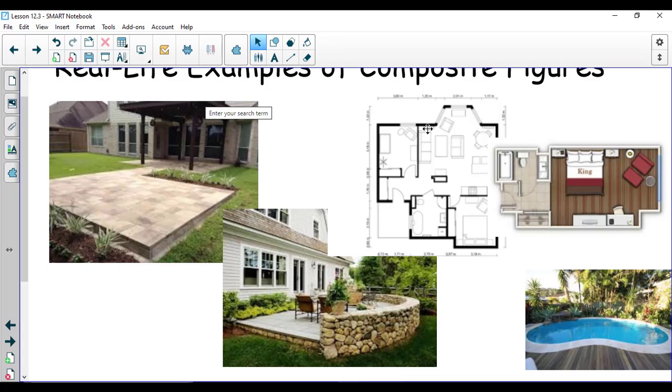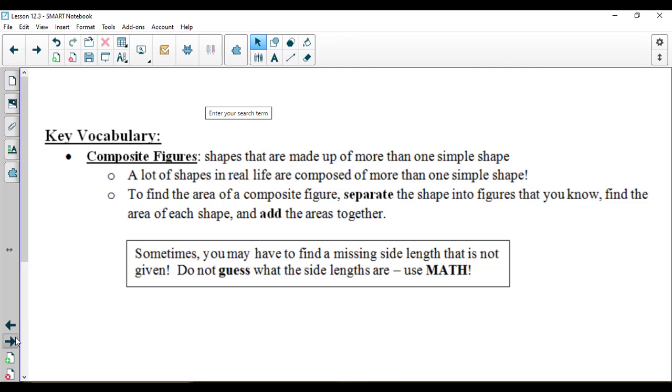When we look at the layout of a house, for example, it's often made up of a lot of different rectangles, possibly trapezoids like in this example up here towards the top. But we often have several shapes put together to make one larger shape. So that's what we deal with when we see composite figures. By definition, composite figures are shapes that are made up of more than one simple shape. So again, maybe a rectangle with a semicircle, or a rectangle and a trapezoid, or a square and a triangle, for example. A lot of shapes in real life are composed of more than one simple shape, so that's why we talk about these composite figures.